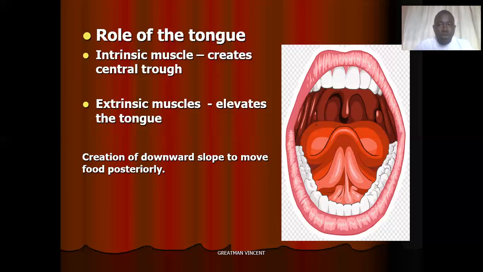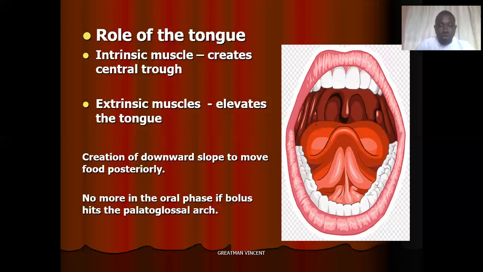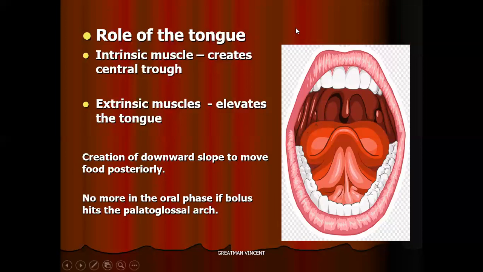What are we trying to do? We are saying that this time food is almost leaving the oral phase, because the process that the oral phase will have to go through as far as digestion and then swallowing is concerned is almost done. And so the tongue will help in moving the food from the oral phase into the pharyngeal phase.